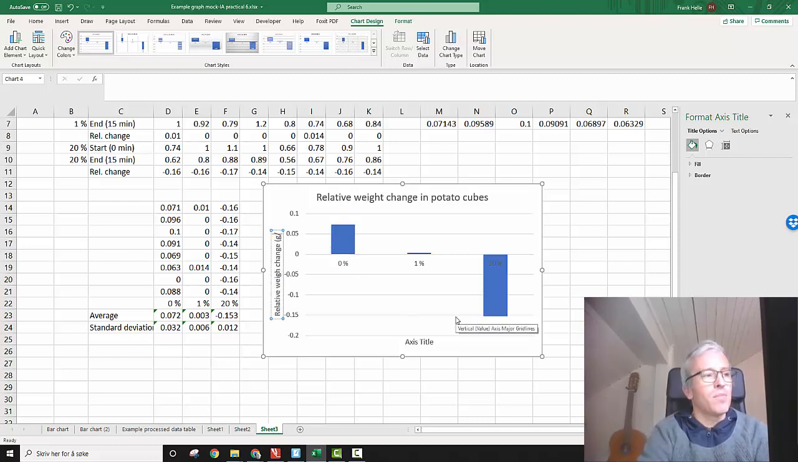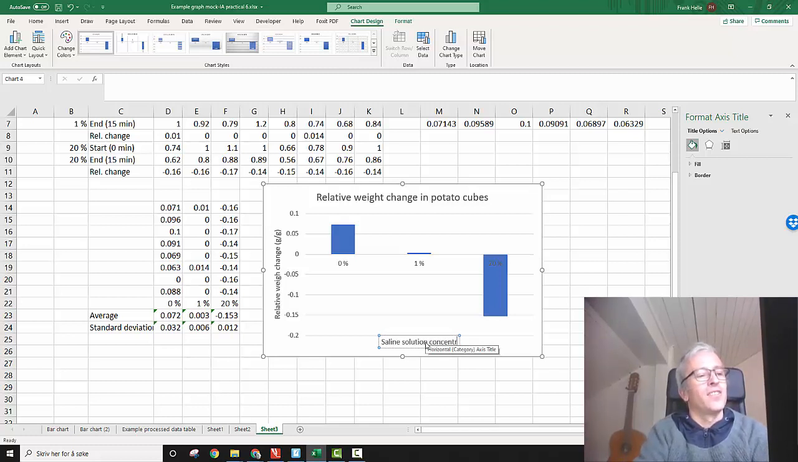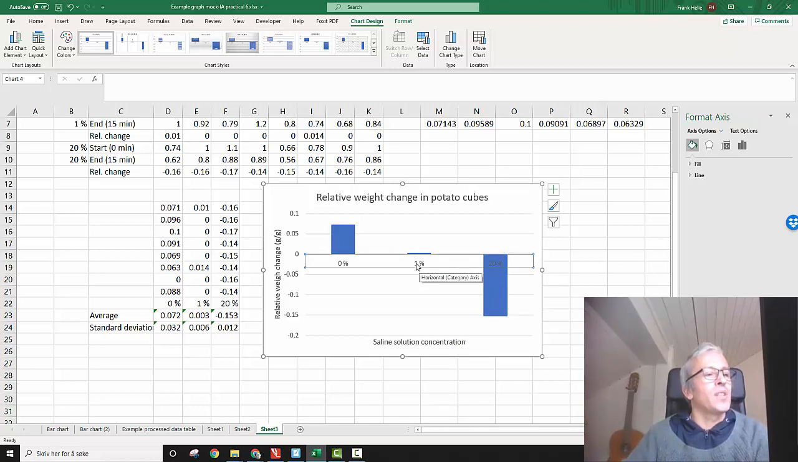The first thing is the axis title, which is relative weight change again. Gram divided by gram, since it's the difference between M2 and M1 divided by M1. And then here we have saline solution concentration maybe.